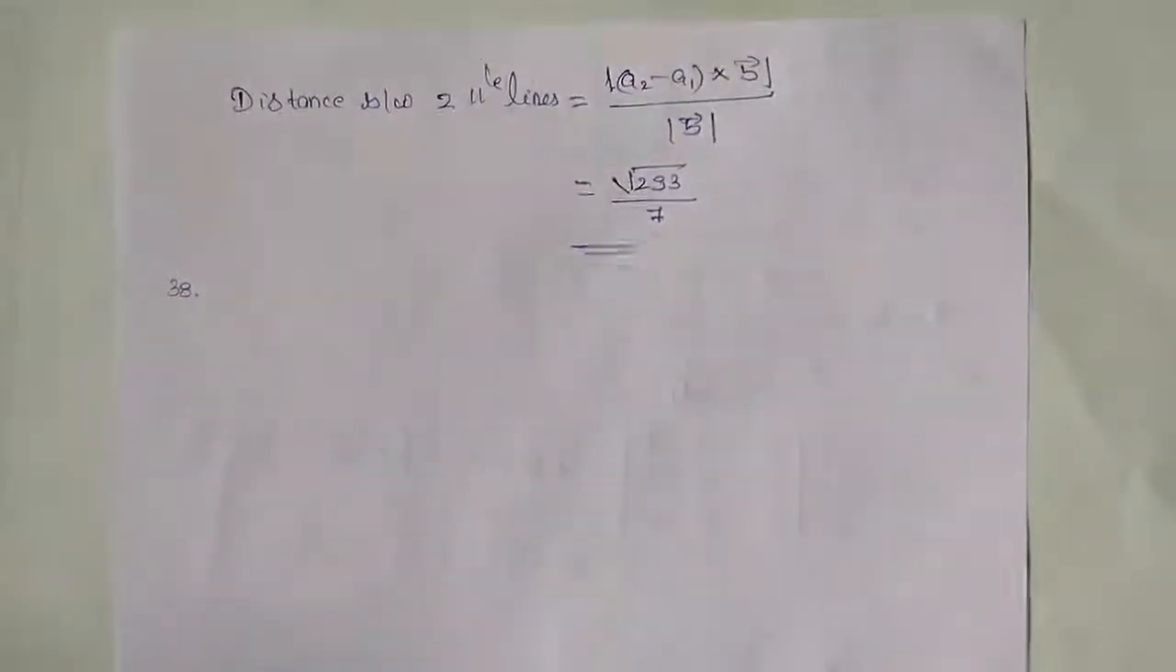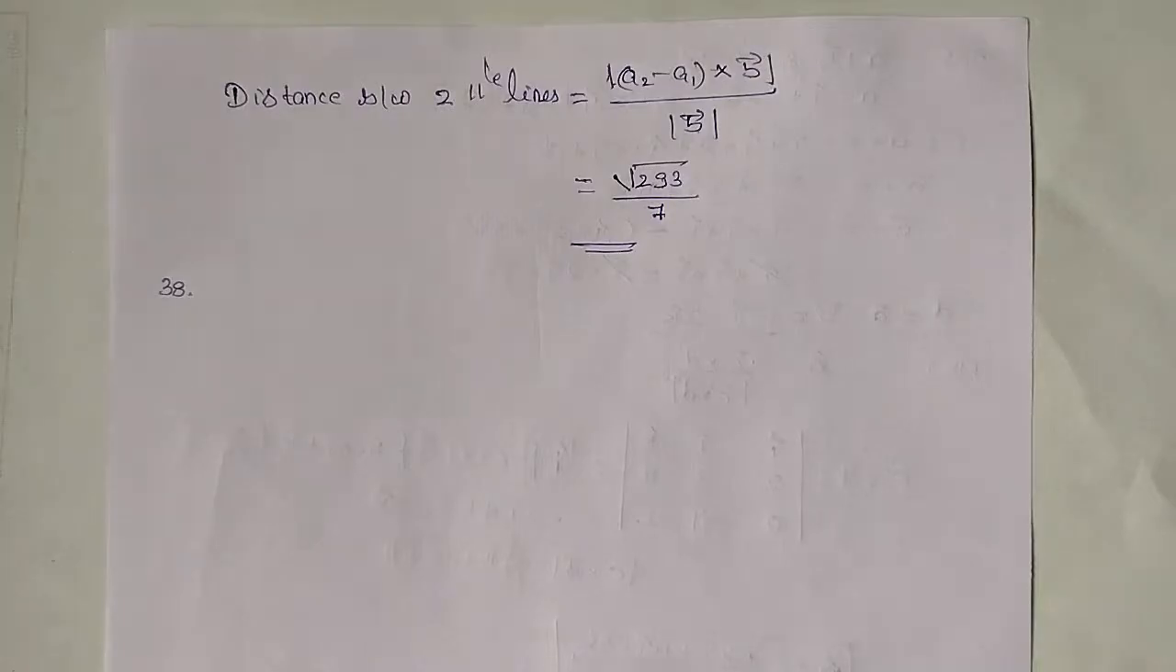Okay students, next we go for question number 38. It depends upon a probability problem. A bag contains 3 red and 4 black balls. Another bag contains 5 red and 6 black balls. One of the two bags is selected at random and a ball is drawn from the bag, which is found to be red. Find the probability that the ball is drawn from the second bag. This problem depends upon Bayes theorem. If you know the definition of Bayes theorem, you will definitely solve this problem.